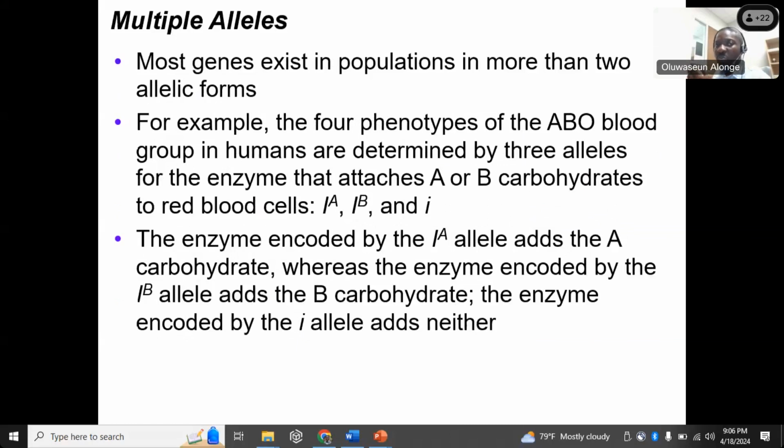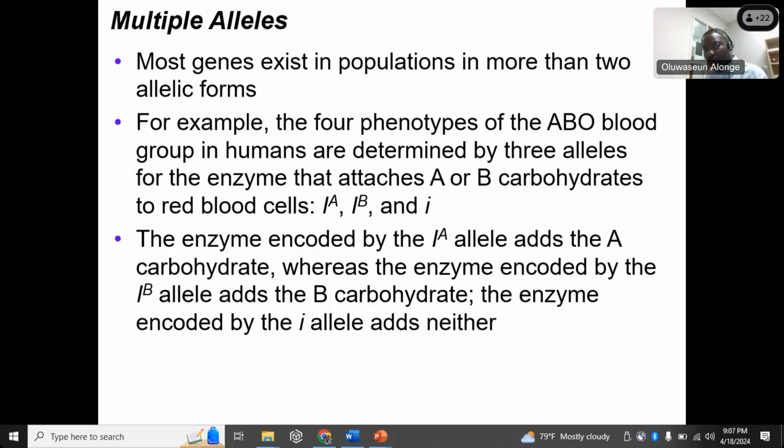Now, multiple alleles. Most genes exist in a population in more than two allelic forms. For example, the four phenotypes of ABO blood types in humans are determined by three alleles for the enzyme that attaches A or B carbohydrate to the red blood cells. Now, IA, IB, and i simply mean the blood cell has antigen A, the blood cell has antigen B, and the blood cell has no antigen. So that's why we say it's made up of multiple alleles.